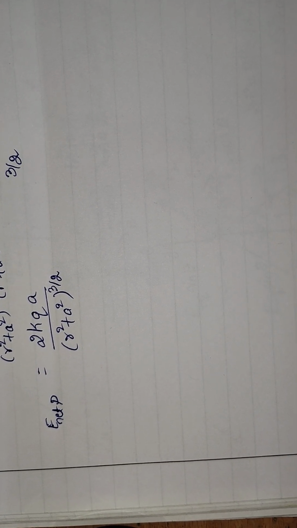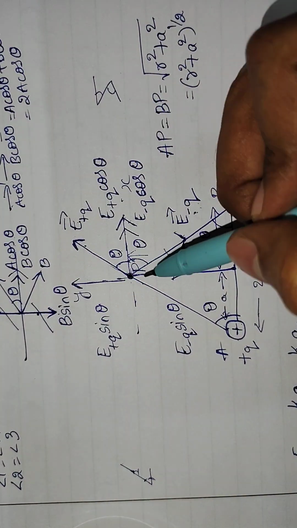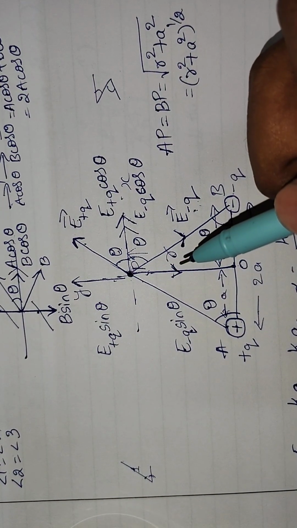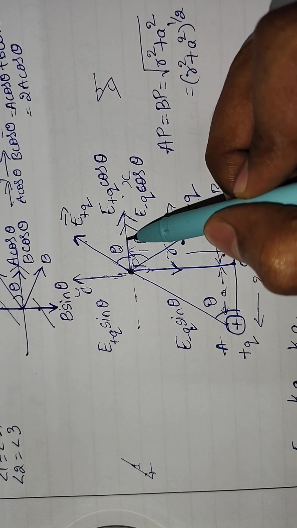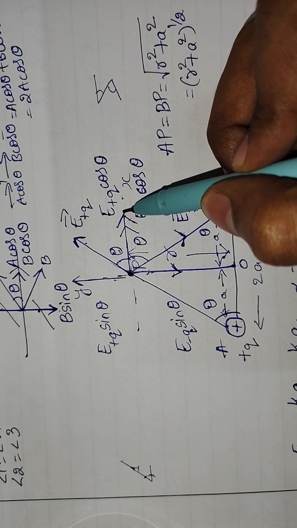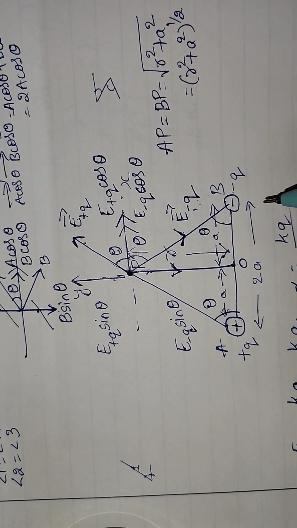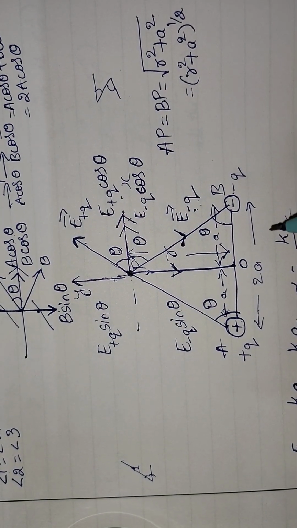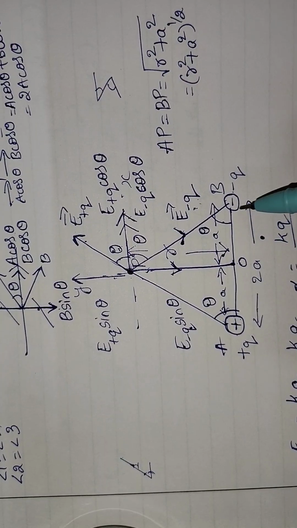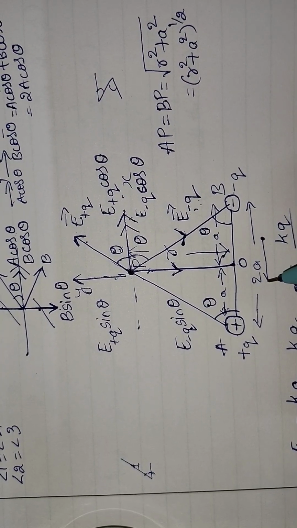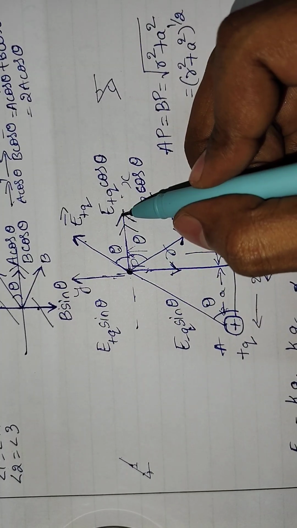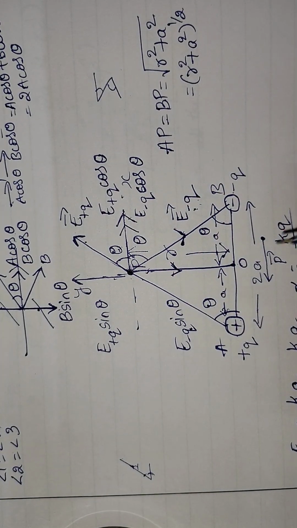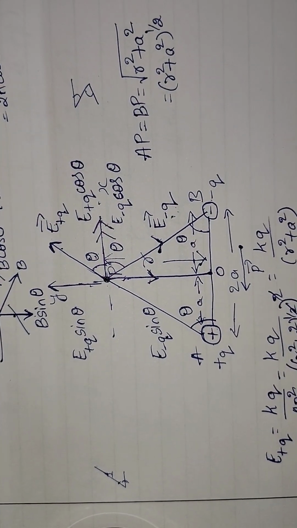Now look at the diagram. We saw that these y components are getting cancelled. The net electric field due to the dipole is along this particular direction. But what is the direction of the dipole moment? The dipole moment always starts from the negative charge and moves towards the positive charge. This is the P vector, but this is your E vector. So they are opposite in direction.